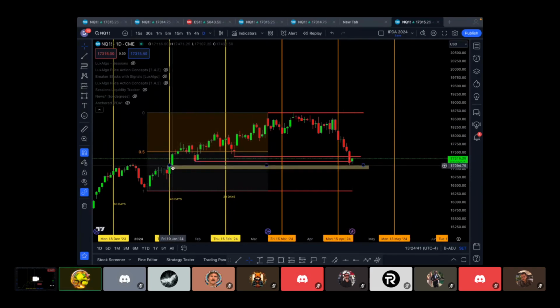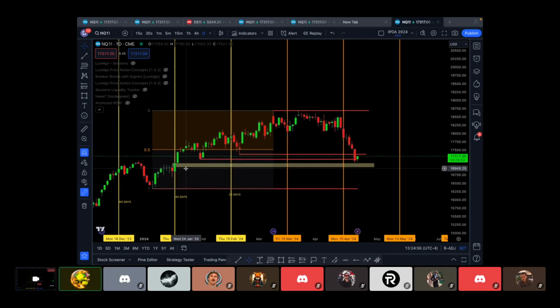This FVG right here and this volume imbalance have shown us the first reaction for almost 2 weeks, the first reaction from that level. And it's going to continue going on. So our bias is bearish. Our targets are this low, maybe this low as well, this order block, this bullish FVG, and this volume imbalance. These are our targets.